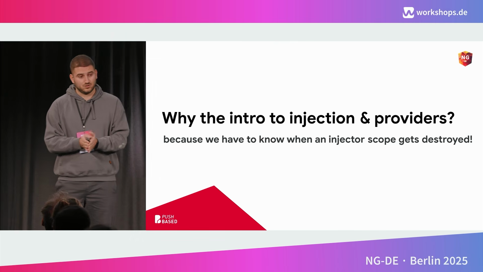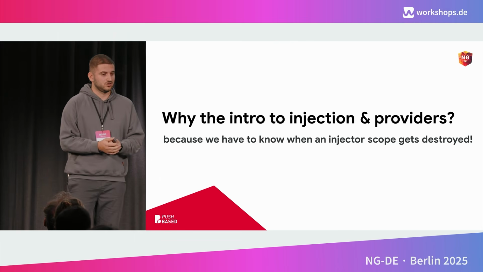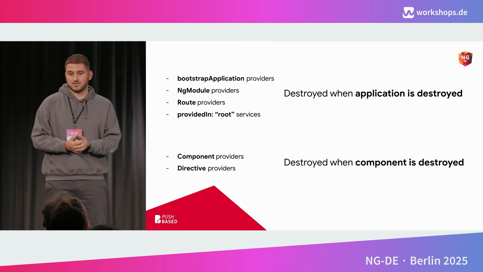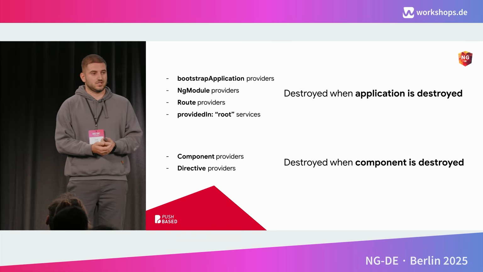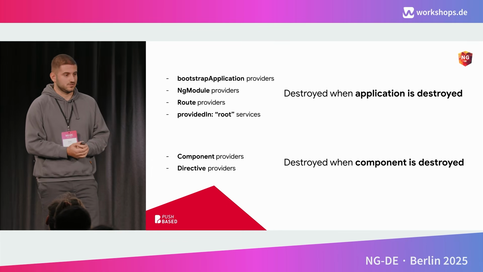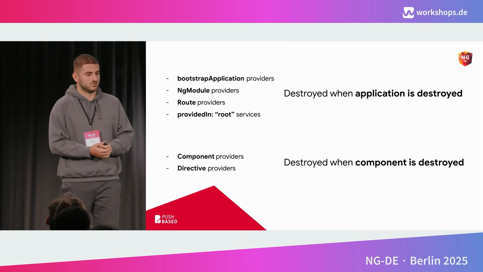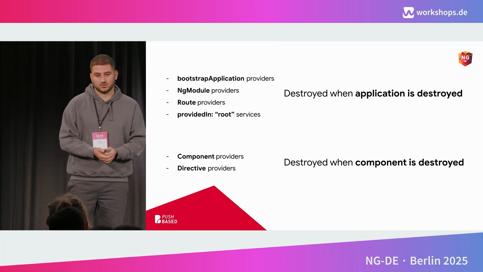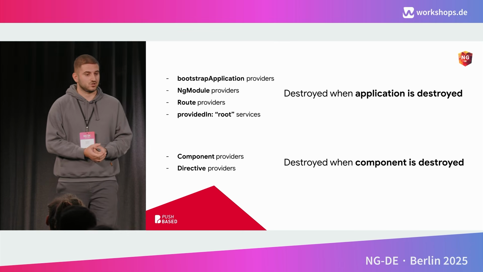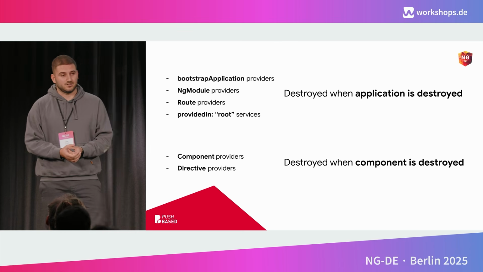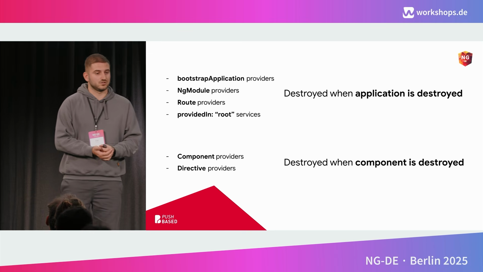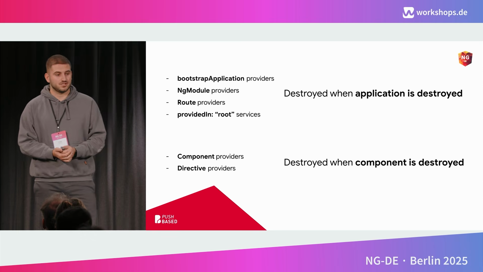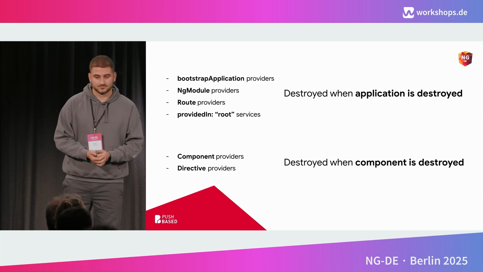Well, because we have to know when an injector scope gets destroyed. Why is that important? Well, because most of the time, we provide something, and inside those services, or injection tokens, we may register some listeners, or some subscriptions, or a setInterval, or a setTimeout. And if a provider or injection token never gets destroyed, so its instance never gets destroyed, then we will basically have a never-ending setInterval, or a never-ending subscription. And those are so easy to forget, and this way cause memory leaks sometimes.